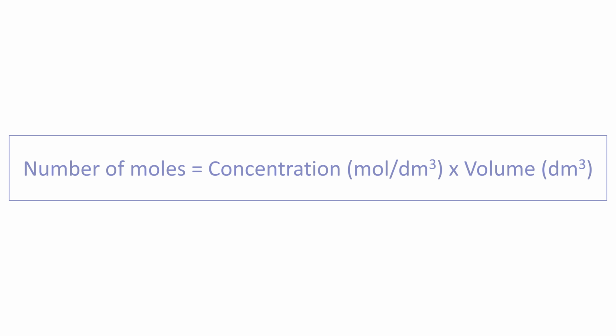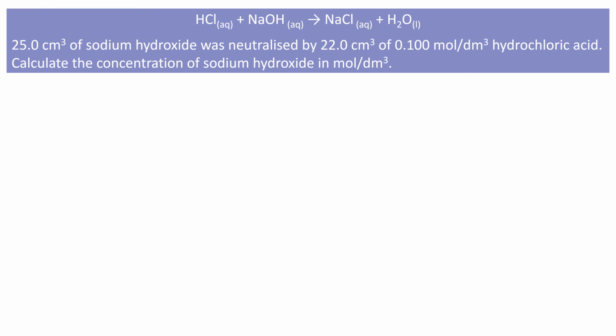Titration calculations at GCSE rely on using this one formula. The number of moles of a substance is equal to the concentration multiplied by the volume. If you come up with a question like this one, then you can tackle it using these simple steps.